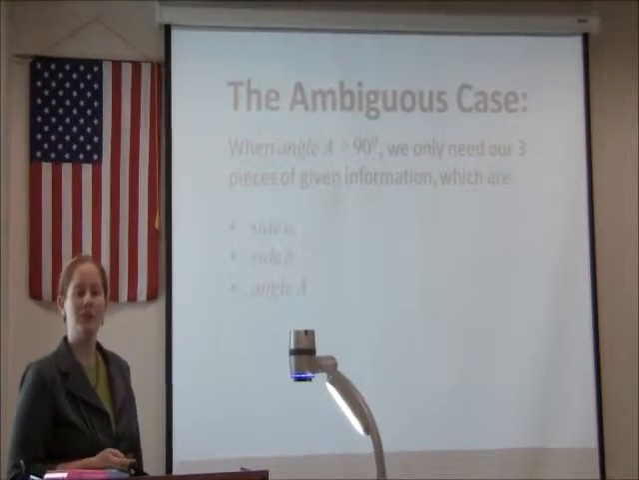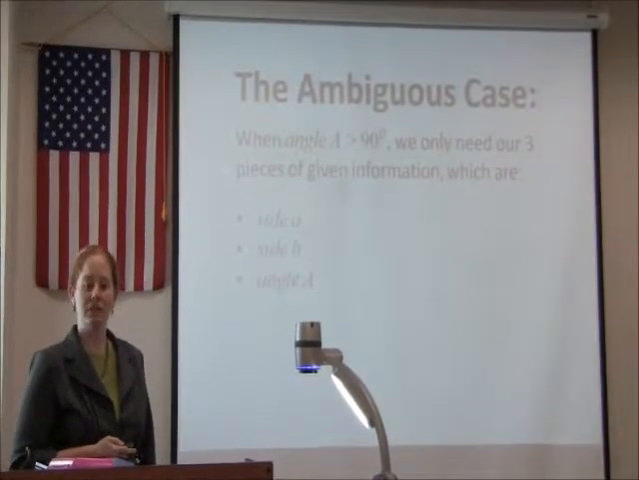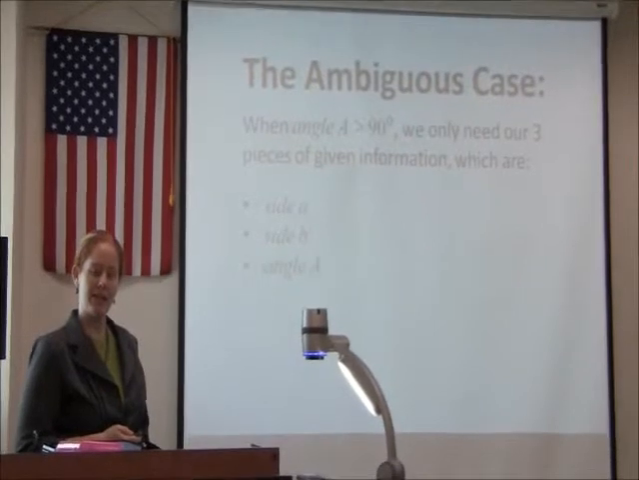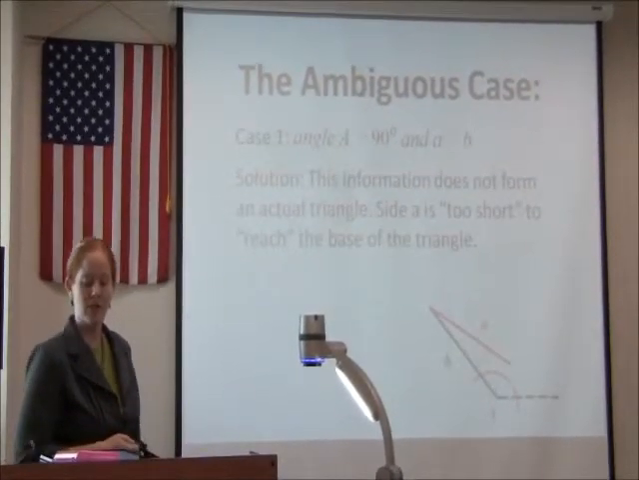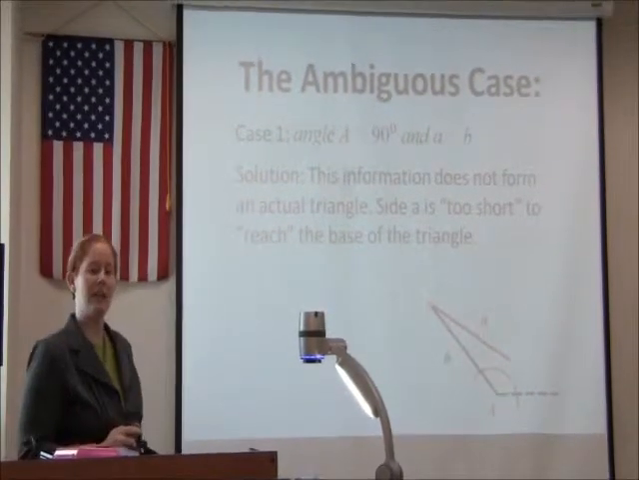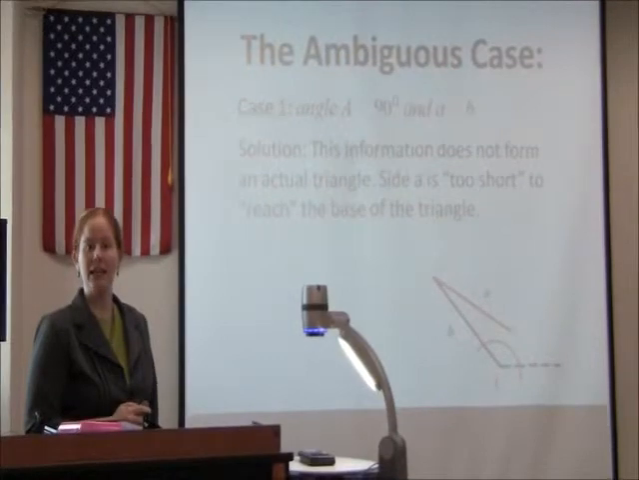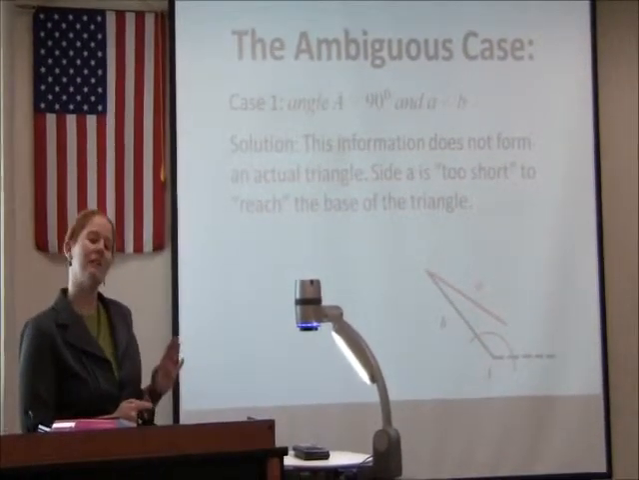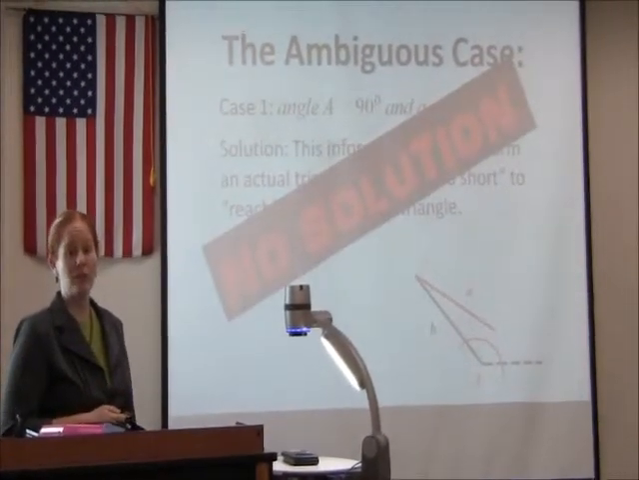So, when angle A is obtuse, or greater than 90 degrees, all we need are three pieces of given information. Here you can see you're going to be given the length of side A, the length of side B, and your angle A. So, case 1. We have that angle A is greater than 90 degrees, and if the length of side A is less than side B, then as you can see from the picture there, my side A is actually not going to be long enough to reach the base of the triangle. So in this case, we have no solution.